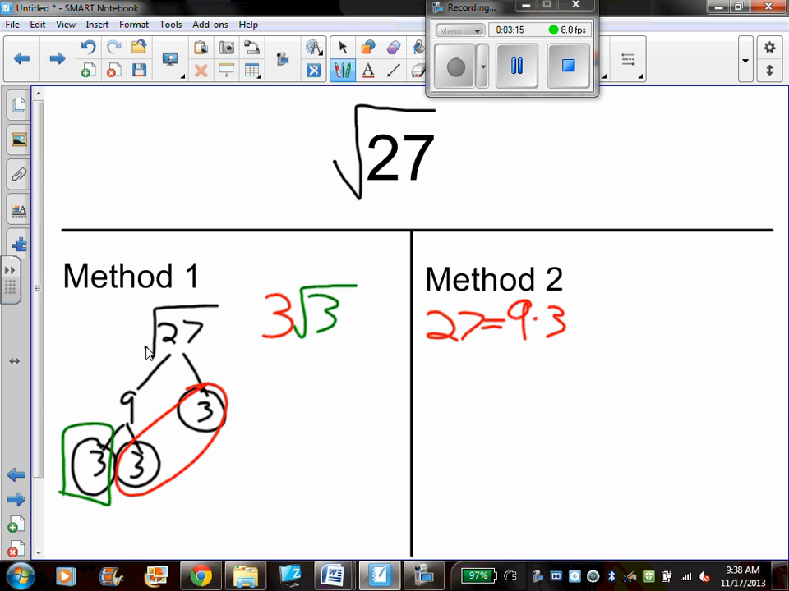If you recognize that, what you can do then is you can say that the square root of 27 is the same thing as the square root of 9 times the square root of 3. Now the square root of 3 isn't anything special, but the square root of 9, what number times itself equals 9? Well, that's 3. So then we can end up rewriting this as 3 times the square root of 3. So you can see that the answer in both of them ends up being the same thing. It's just that the method that we used to get there changed a little bit.